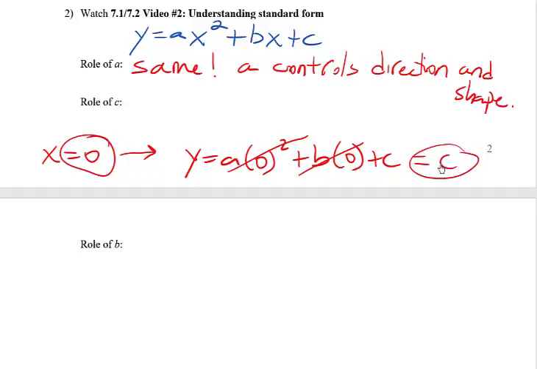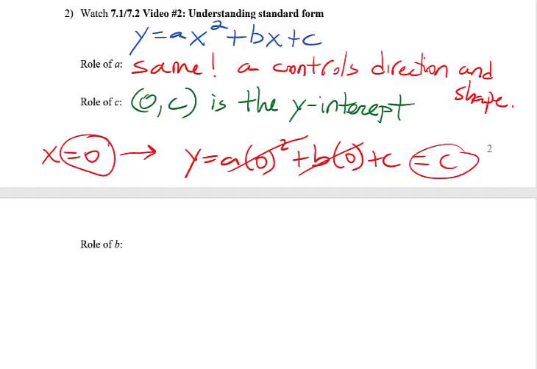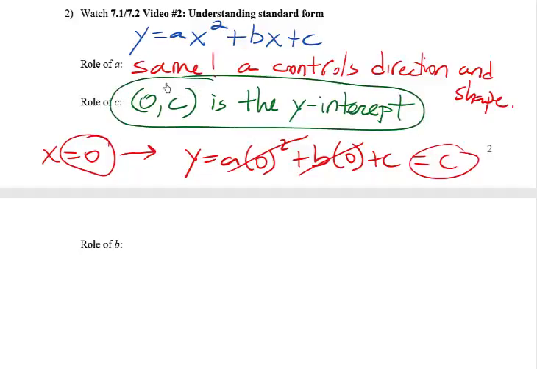Well, hopefully that sounds familiar. If the x-coordinate is 0, you're talking about the y-intercept. Well, that's what c is. c is the y-intercept. To be specific, we can say the point (0, c) is the y-intercept. See, this is information that was not in vertex form. You can't see the y-intercept in vertex form, but you can see it right in the equation in standard form.